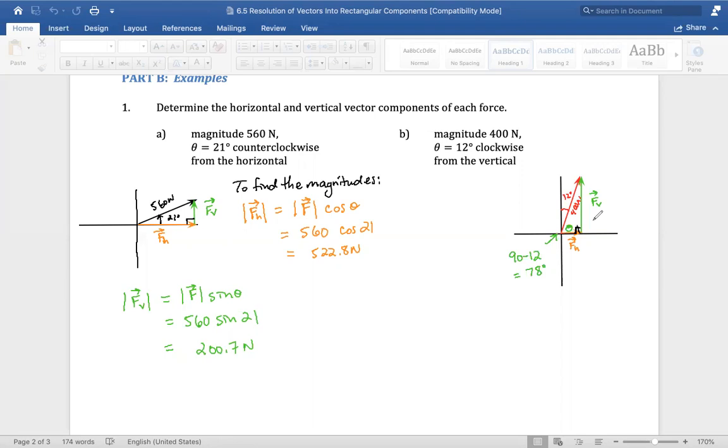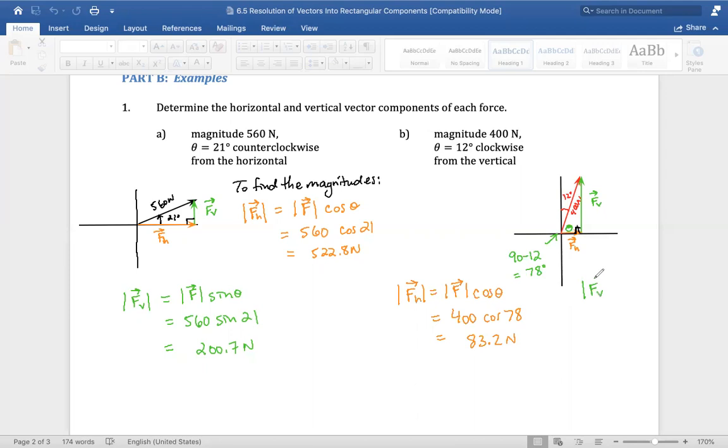So let's do the horizontal in orange. Again, the magnitude of my horizontal vector, same formula, is equal to the force of the original vector times the cos of theta. The force given to me of that vector was 400 newtons, so 400 cos of 78, I have 83.2 newtons.